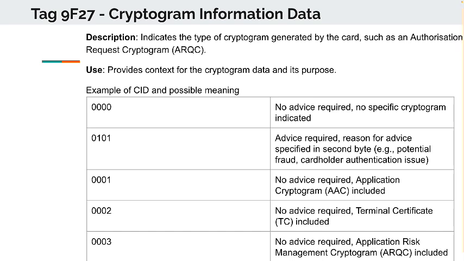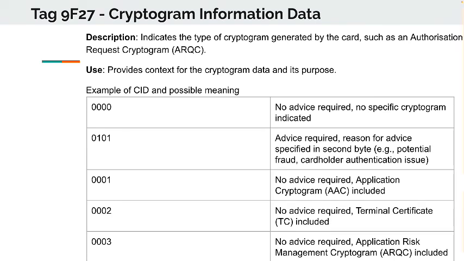Okay, so let me just go straight to the table below, right? You can see an example of cryptogram information data and the possible meaning. We have 0000. It means no advice required, no specific cryptogram indicated, right? If I'm an issuer or an acquirer processor, I would probably reject this transaction. The reason I will reject it is I don't really know what's going on. It didn't tell me what kind of cryptogram was generated. It didn't tell me what advice you get. It didn't tell me if an advice is required or not, right?